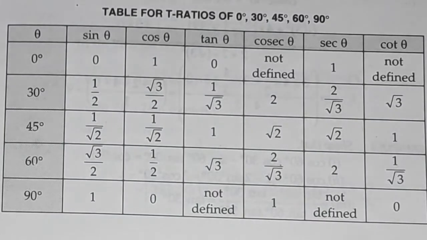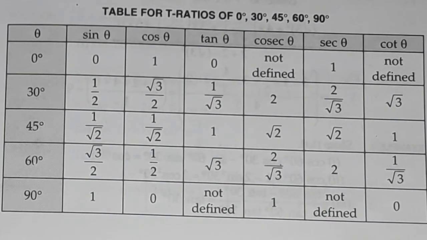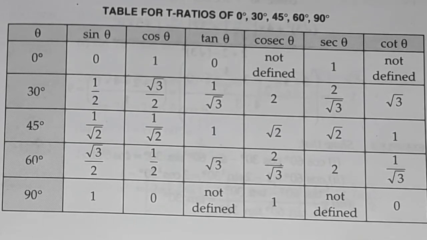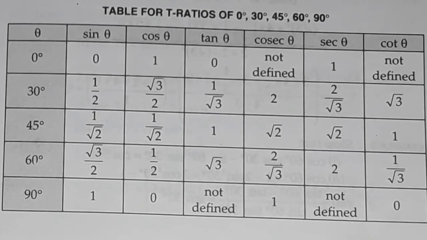To solve the problems in this chapter, another thing you should know is the values of the trigonometric ratios for some different acute angles like 30 degree, 45 degree and 60 degree, and the values for 0 degree and 90 degree. Already you learned these values in the chapter Introduction to Trigonometry. Before you start this chapter, just remember those values, learn those values. It will be easier to solve the problems in this chapter.